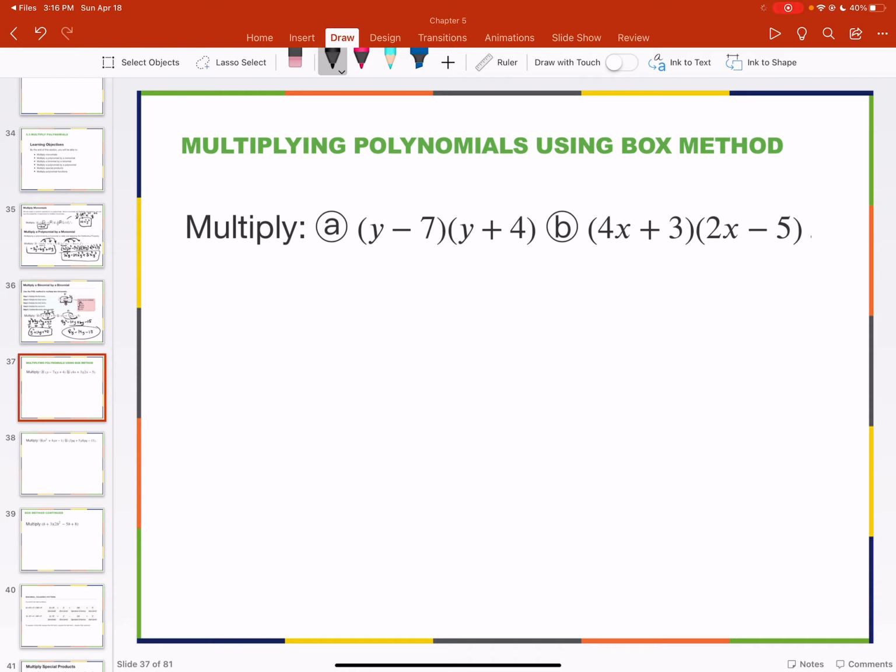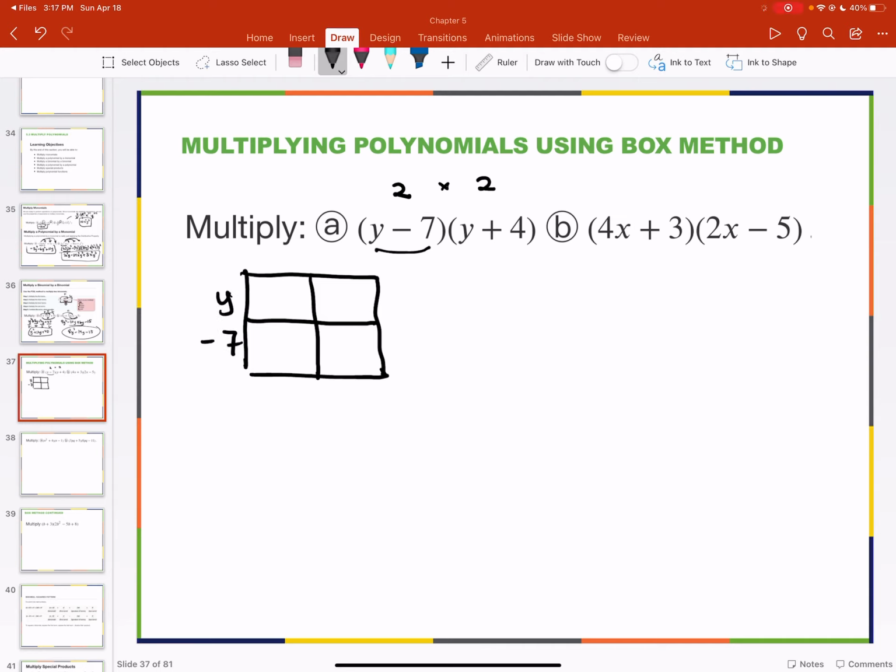So, okay, great. To do the box method, first of all, you count the number of terms in your first factor, so this is 2 terms. And then we count the number of terms in the second factor. So you're going to draw a box that's 2 by 2. So that's the first thing. Then you take one of the factors and each term occupies its own little box. So y has its own little box, -7 has its own little box, and on the top y, and then +4, or you can think of it as y plus 4.